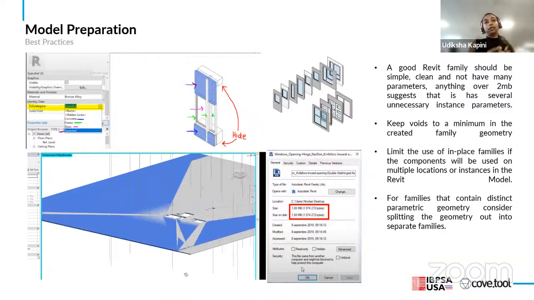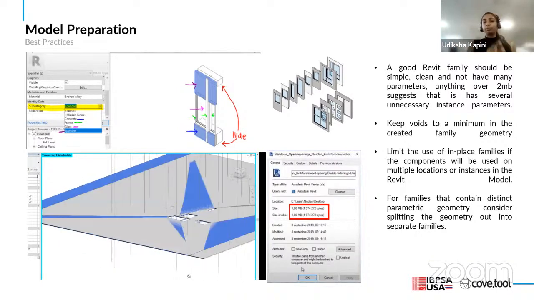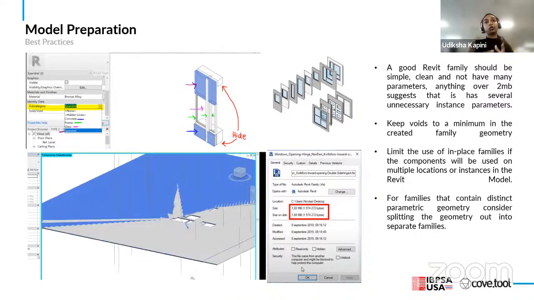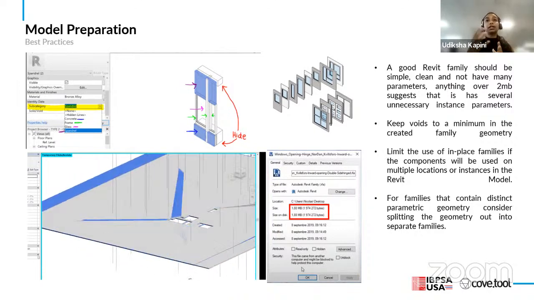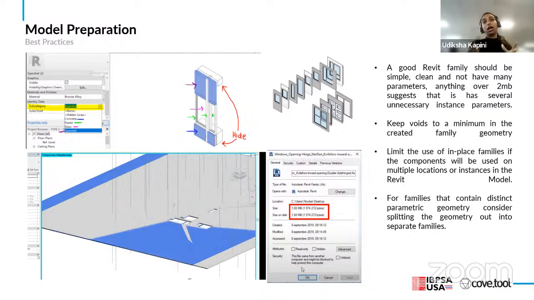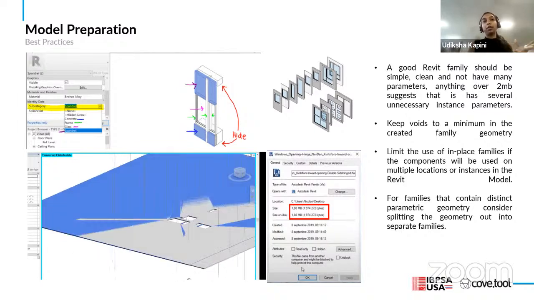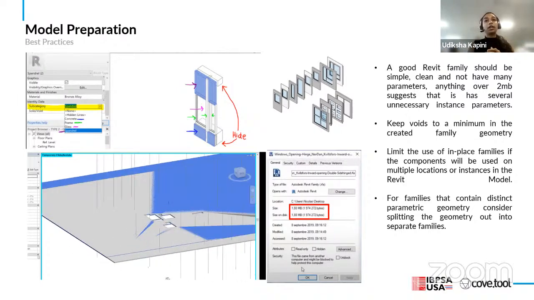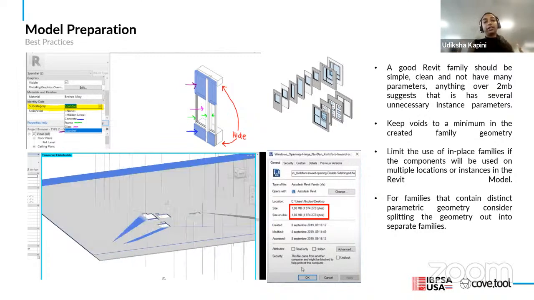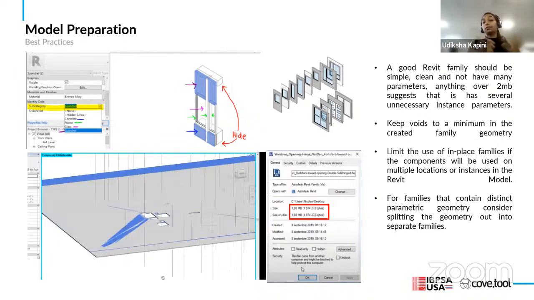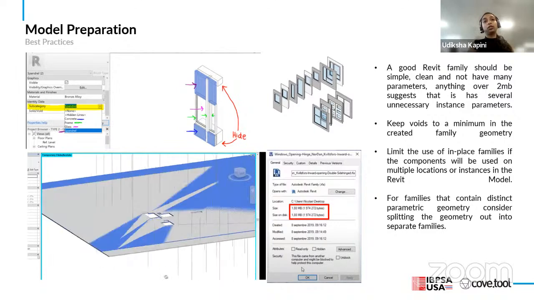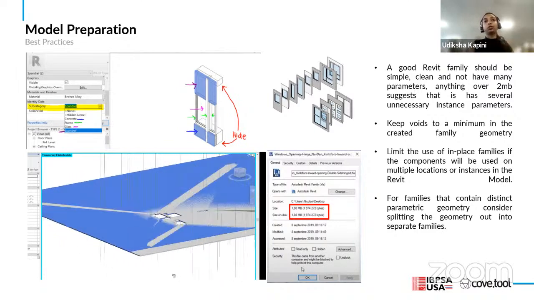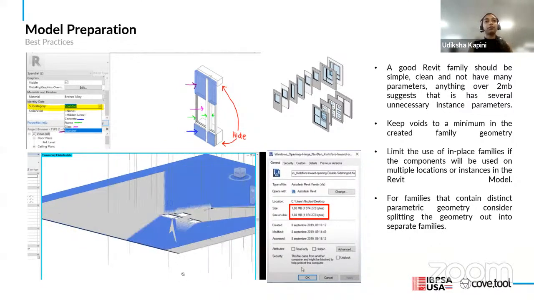But if you are building multiple window families or any family in general, make sure you are building them to assign subcategories within them and laying out object types and their functionality. And of course, any unnecessary details or overlapping surfaces in general will affect your model and also the export to energy analysis.